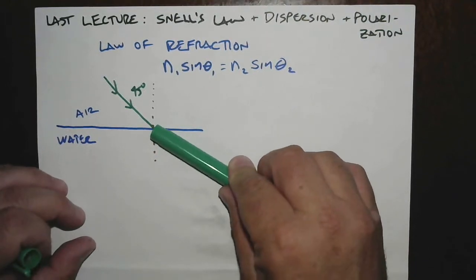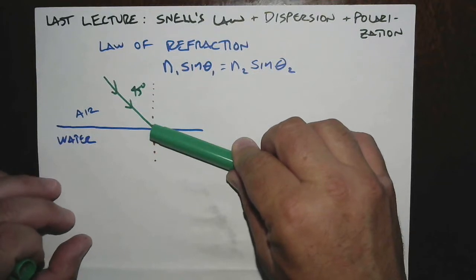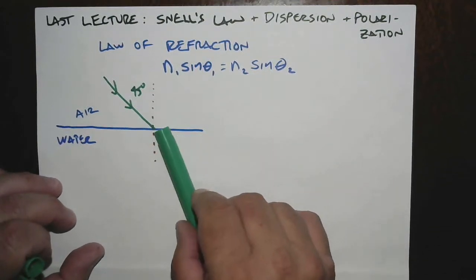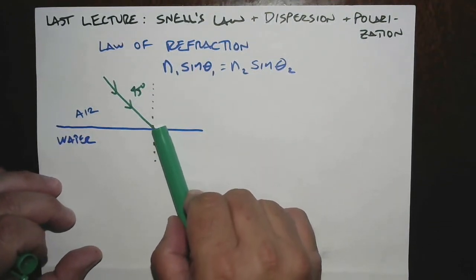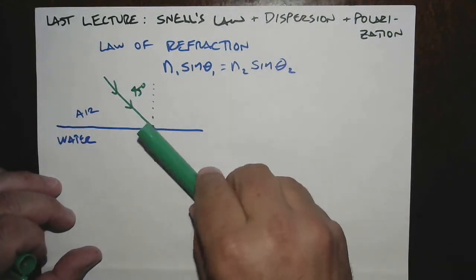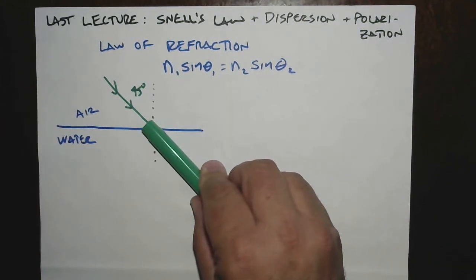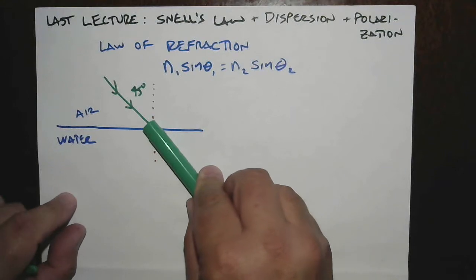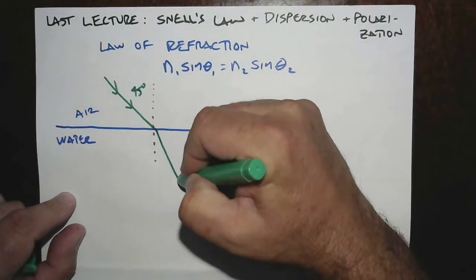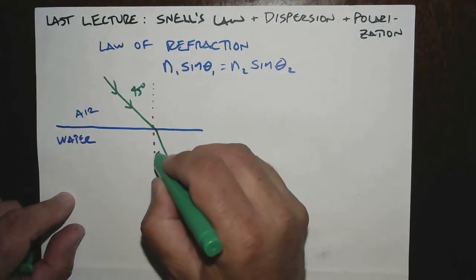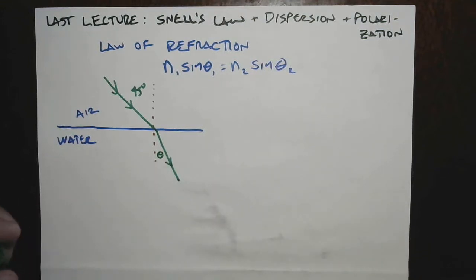Does it continue straight? Does it bend away from the normal, like a shallow angle in the water, or does it bend towards the normal and go to the bottom of the body of water more quickly? And we know that when you go from a thin to a thick substance, that you bend towards the normal. So we're going to be bending into this kind of angle. But I'd like to know, what is that angle right there?